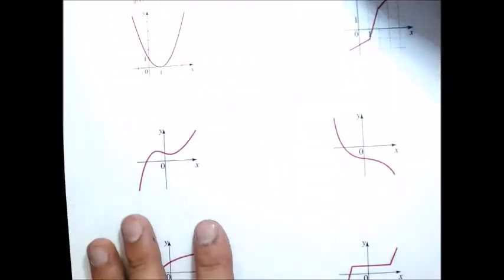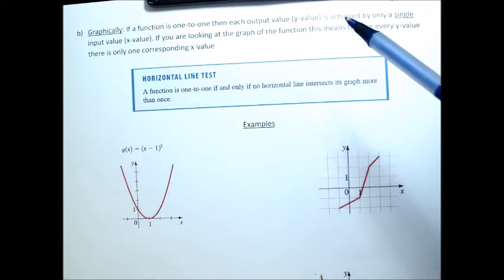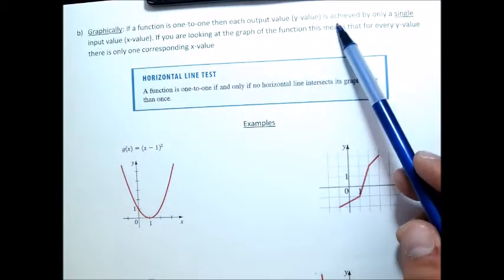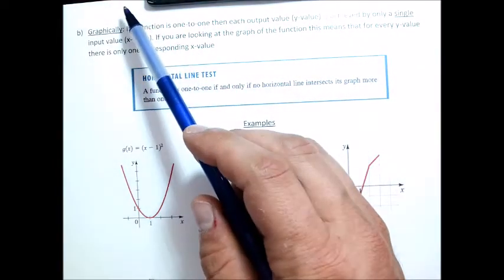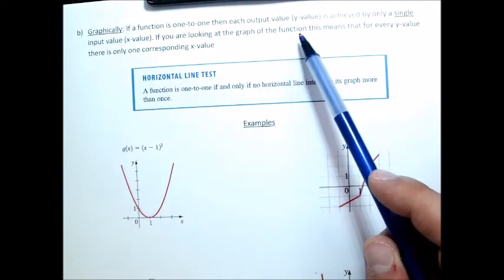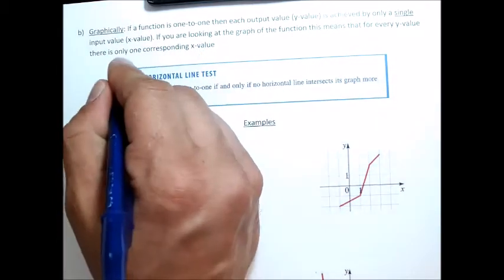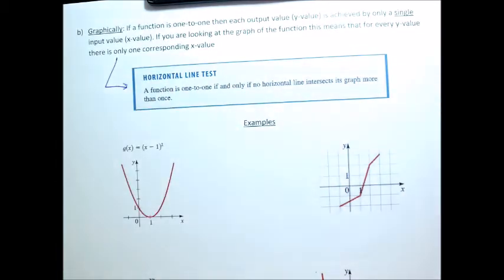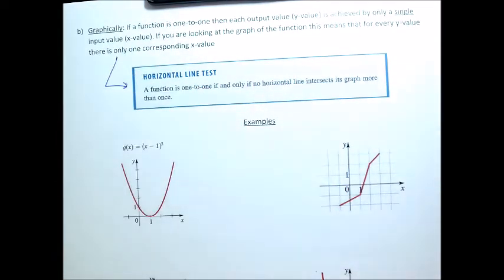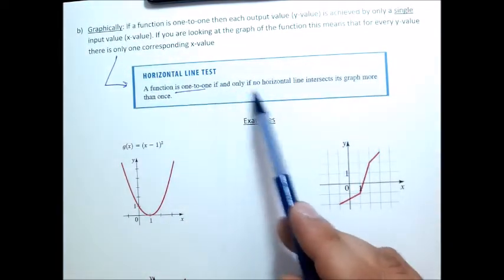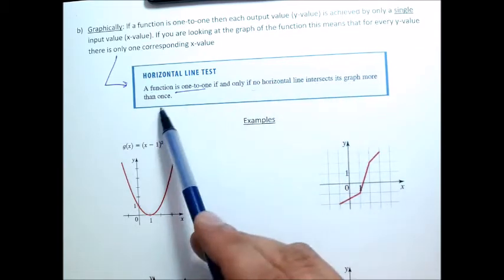All right, so the way we figure these out graphically: if a function is one-to-one, then every output value, y, is achieved by only a single input. And so if we're looking at the graph of a function, that means that every y value has only one corresponding x. And so that leads to the horizontal line test, right? We only want every y value associated with one x. And so a function is one-to-one if and only if no horizontal line intersects its graph more than once.